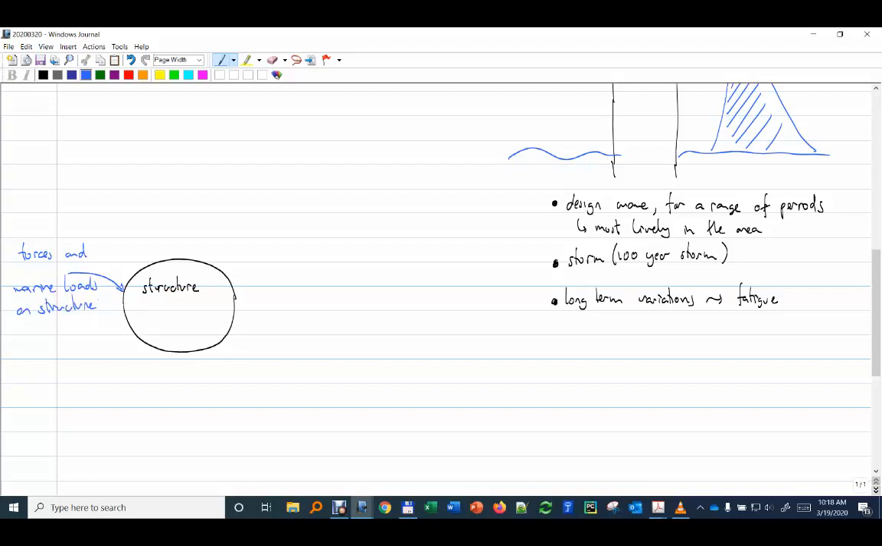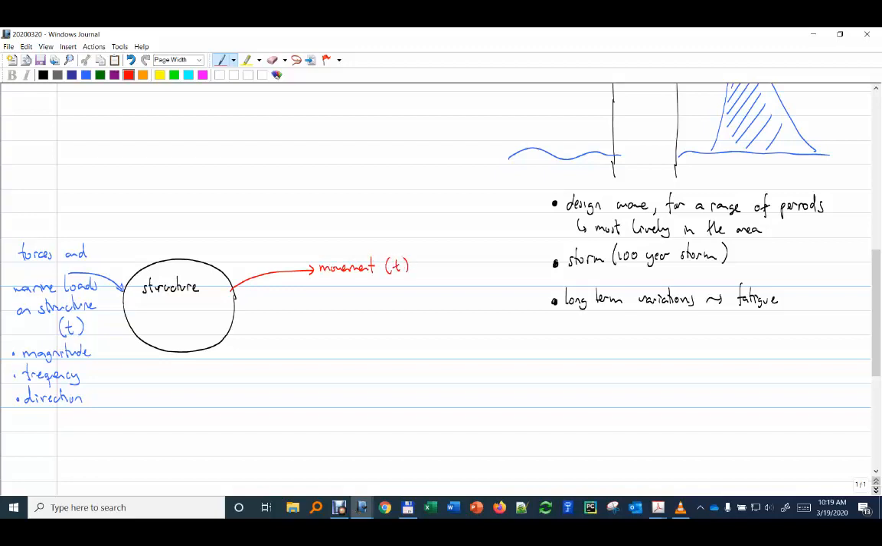These loads are typically going to be changing in time. They are a function of time. What we say here is essentially the magnitude and the frequency associated with that load, and also sometimes the direction. And the output of that structure is going to be movement.